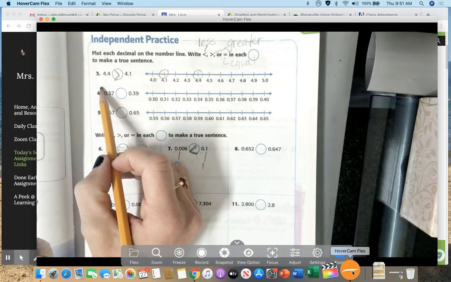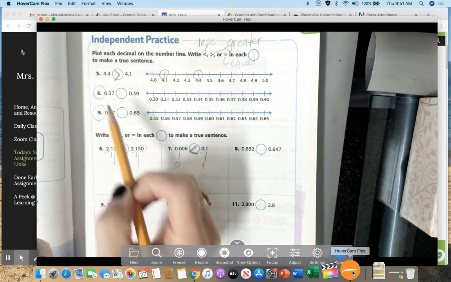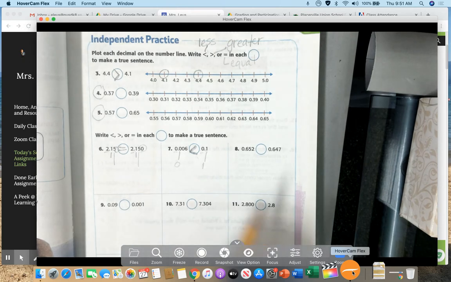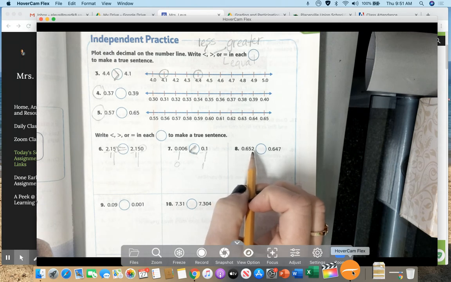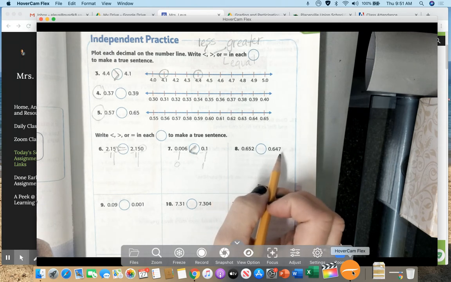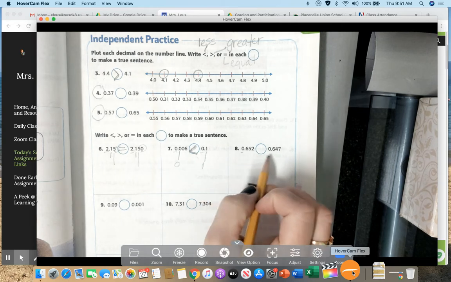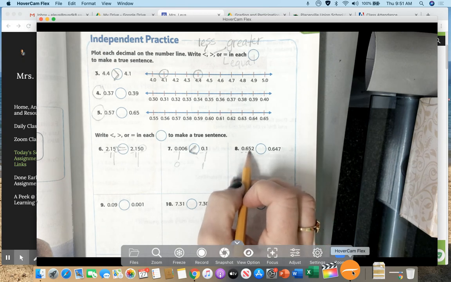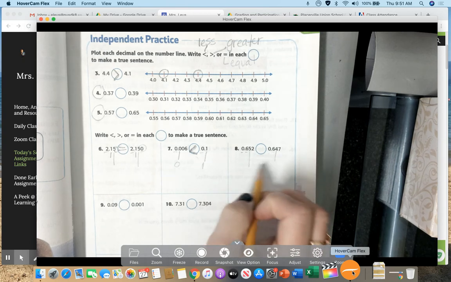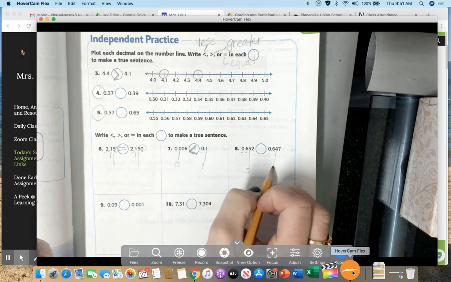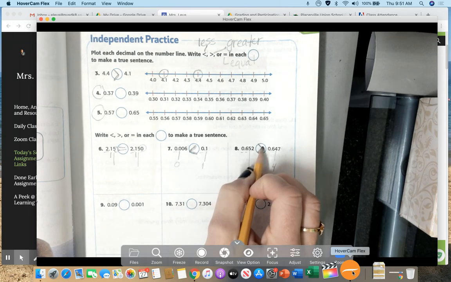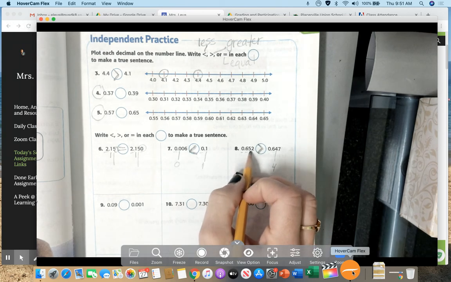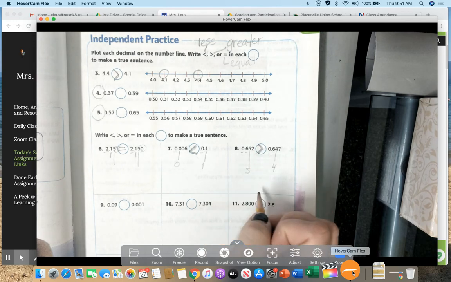So today's assignment is to complete this page. I want you to do 4 and 5, and then I want you to do 9 through 14 on this page. Number 8. I have 652 thousandths compared to 647 thousandths. So they both have a 0 in the ones place. They both have a 6 in the tenths place. This one has a 5 in the hundredths. This one has a 4 in the hundredths. So I'm comparing a 5 to a 4 because now they're different. 5 is bigger than 4, so I'm going to put this symbol. As I read it left to right, 652 thousandths is greater than 647 thousandths.